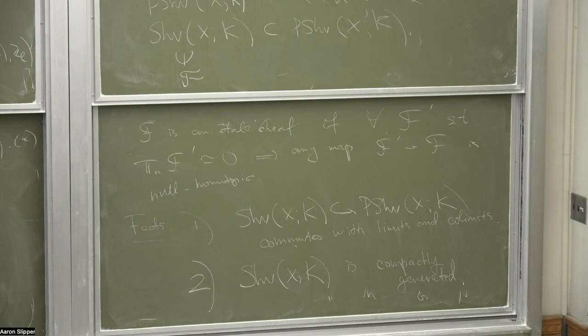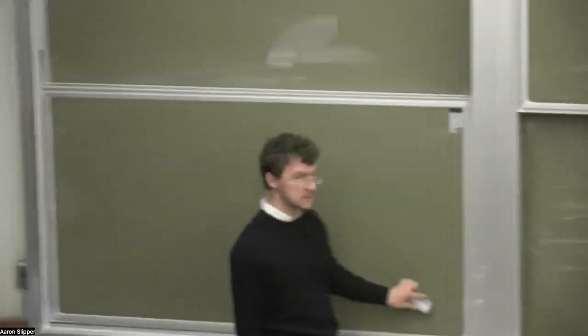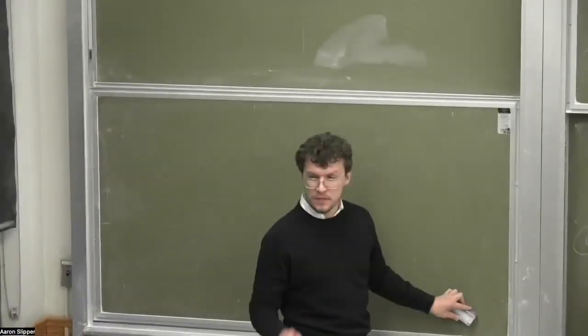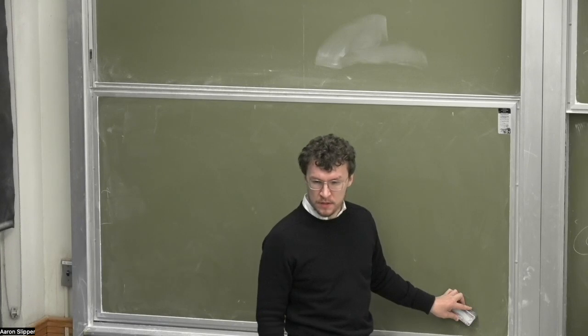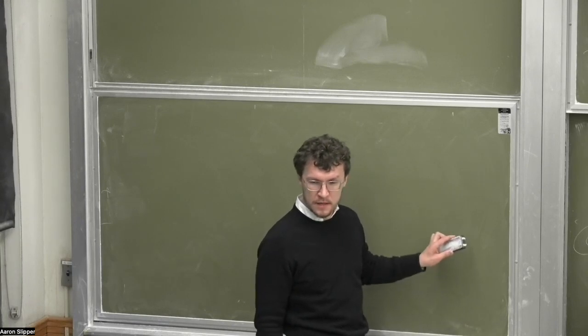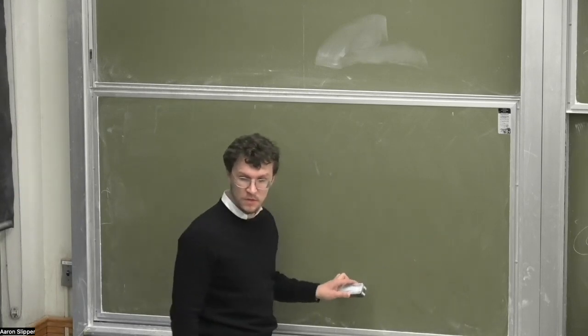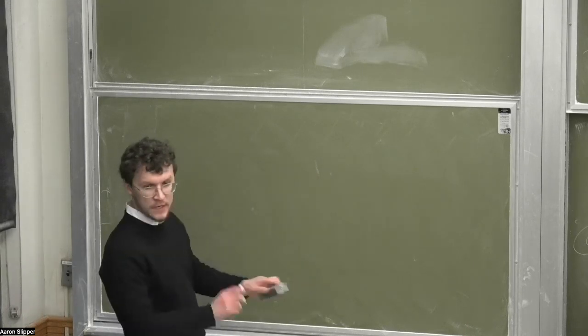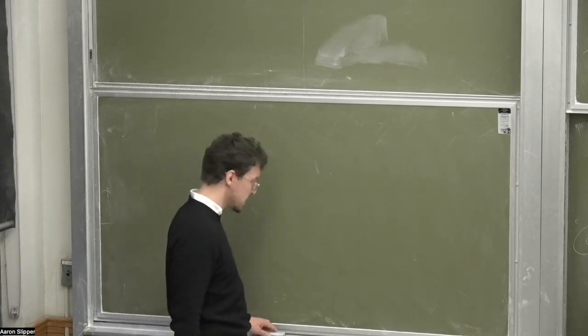Commuting with limits means that you have a left adjoint, and commuting with colimits means a left adjoint. But I think a sheaf on a compact topological space is compactly generated. But I don't think there is necessarily a right choice. Yeah, they're kind of very close to each other.